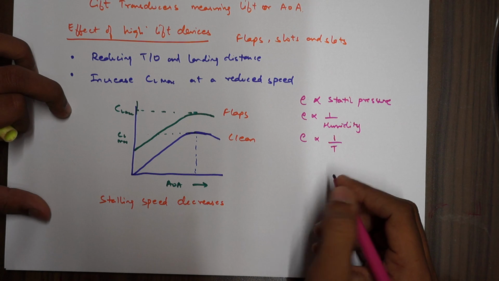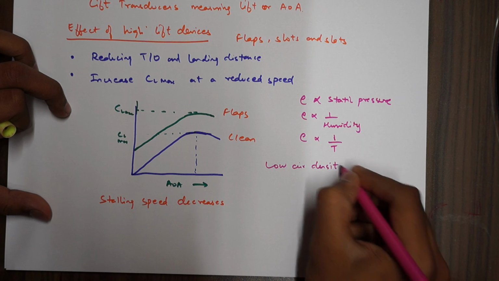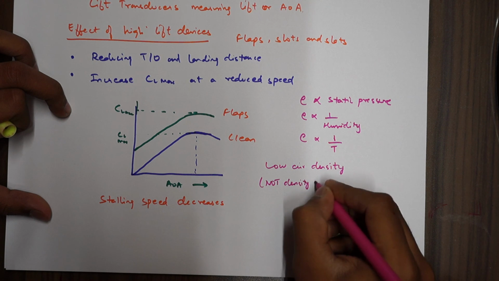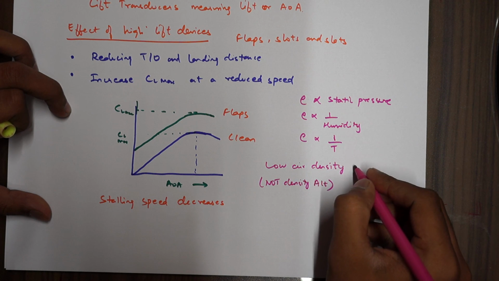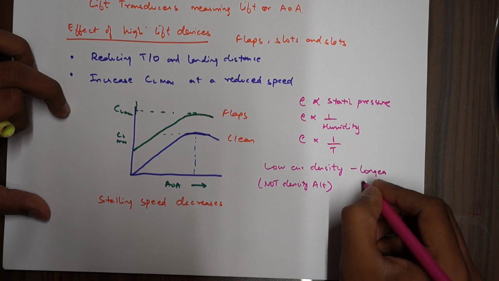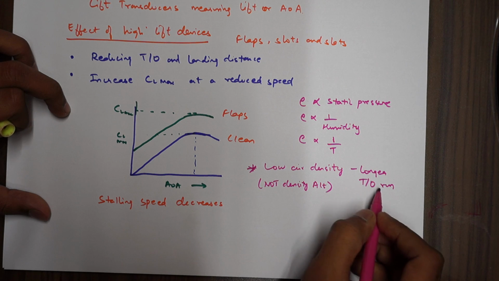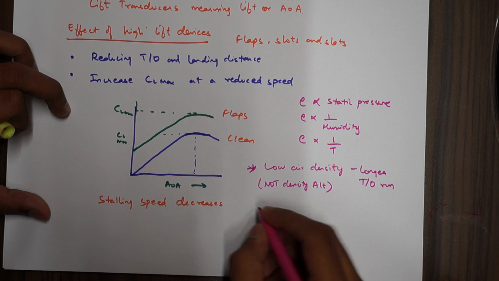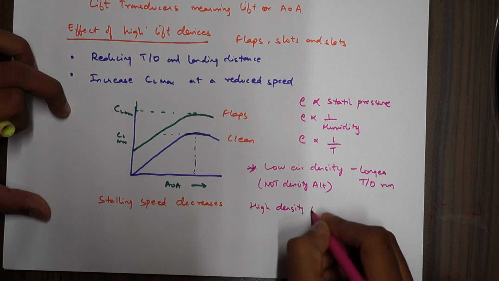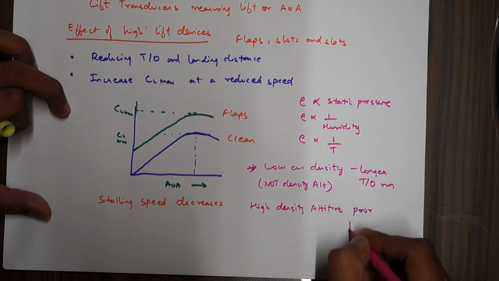Okay, if you have low air density, not density altitude I'm talking about, if you have low air density at the airfield, then you will have a longer takeoff run. This is a key point to remember, please note it down. Low air density will give you a longer takeoff run, and high density altitude, here I'm talking about, will give you poor performance.